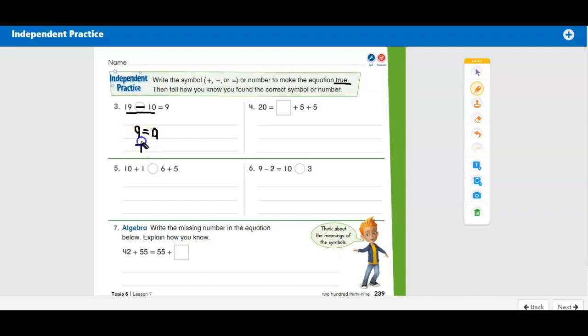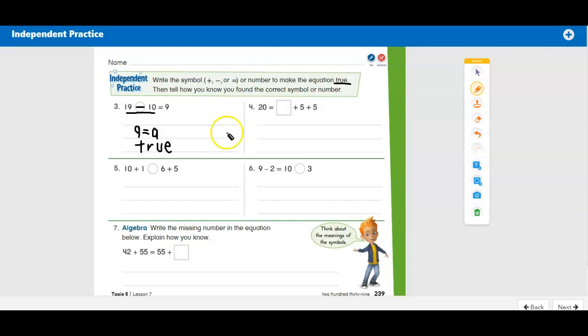So this equation is true. So I wanted to just go ahead and do that first one together just so you can see what it means by you fill in the blank with either a symbol or a number. So we found that 9 equals 9 is true. So on numbers 4, 5, and 6, you are going to look at the missing area and see, does it need a symbol or does it need a number?